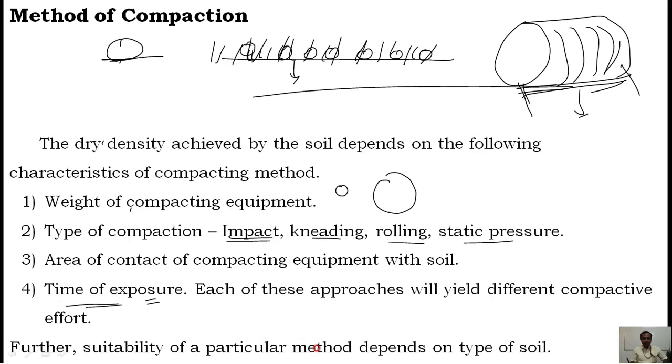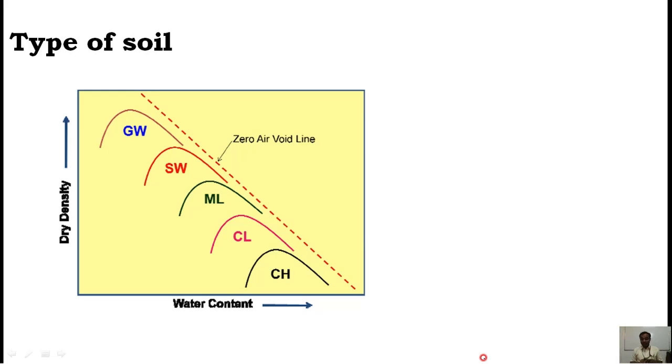Further, the suitability of a particular method depends on the type of soil. You cannot say, sir, I always use a bulldozer, I always use vibration machines, I always use kneading equipment. No, that also depends on the type of soil. Next, type of soil. For example, if you have a clay soil and you compact this side, that volume will increase. It will play like a balloon. If you squeeze one side of a balloon, the volume increases on the other side. But gravels and sands, if you just vibrate them, will be compacted. Therefore, compaction depends on the type of soil.